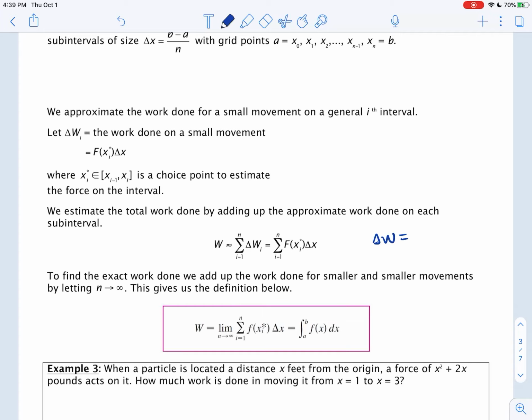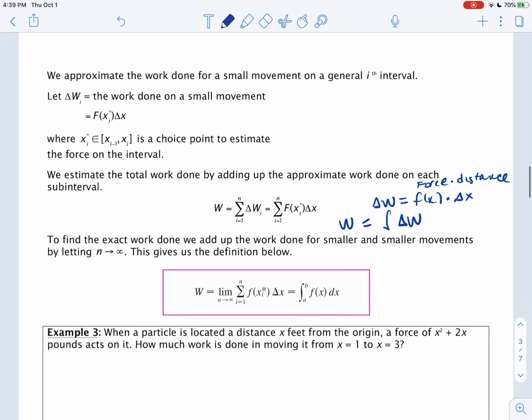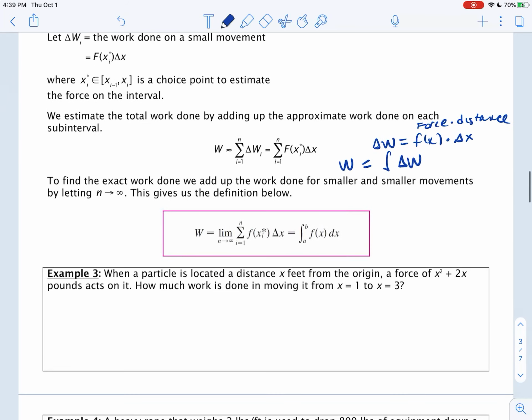So our delta work here, as our slice, would be our f of x, which is our force function, times distance. And our distance would only be going delta x before we would go and recalculate another one. And then we note that our total work is going to be the integral of our delta work. And our limits of integration will be the distance that it needs to be moved.